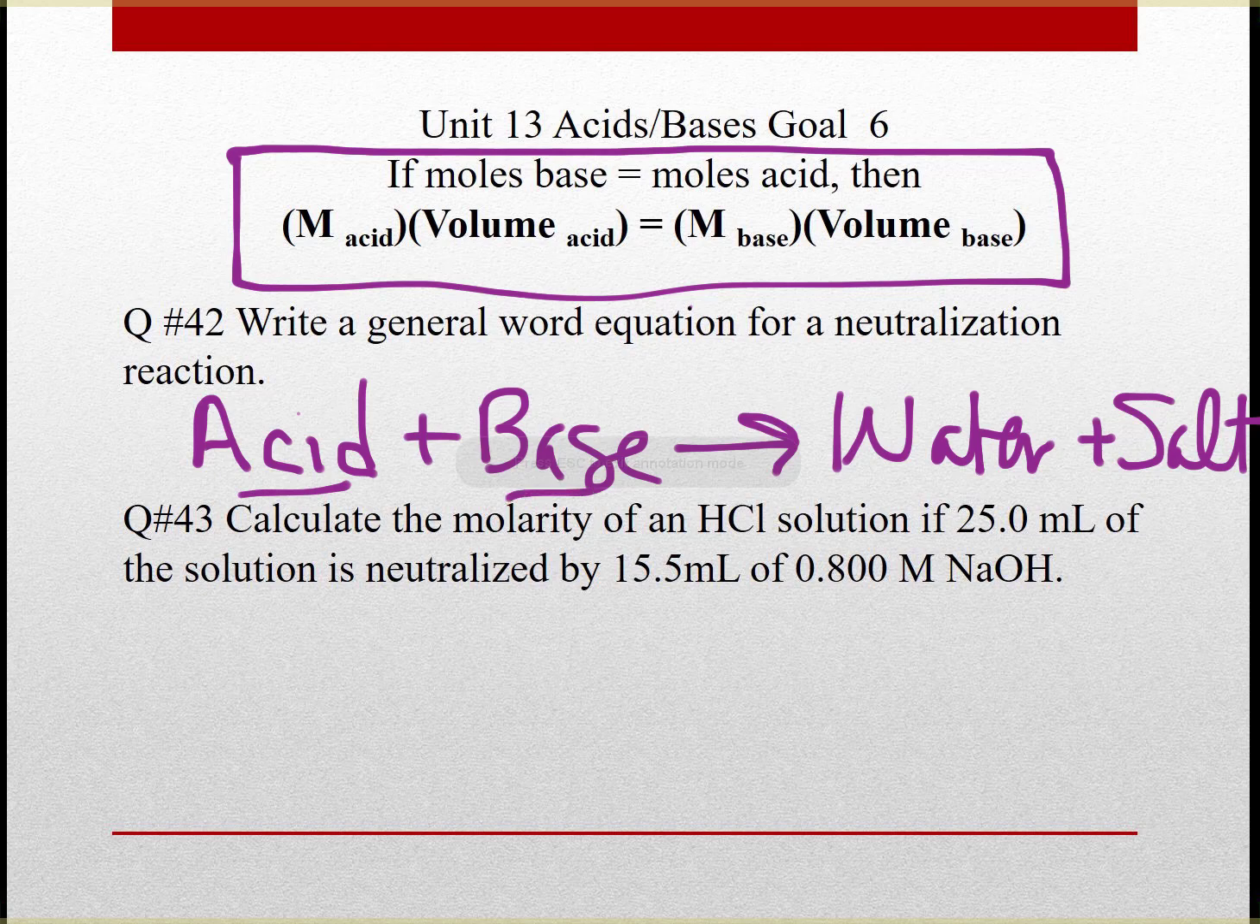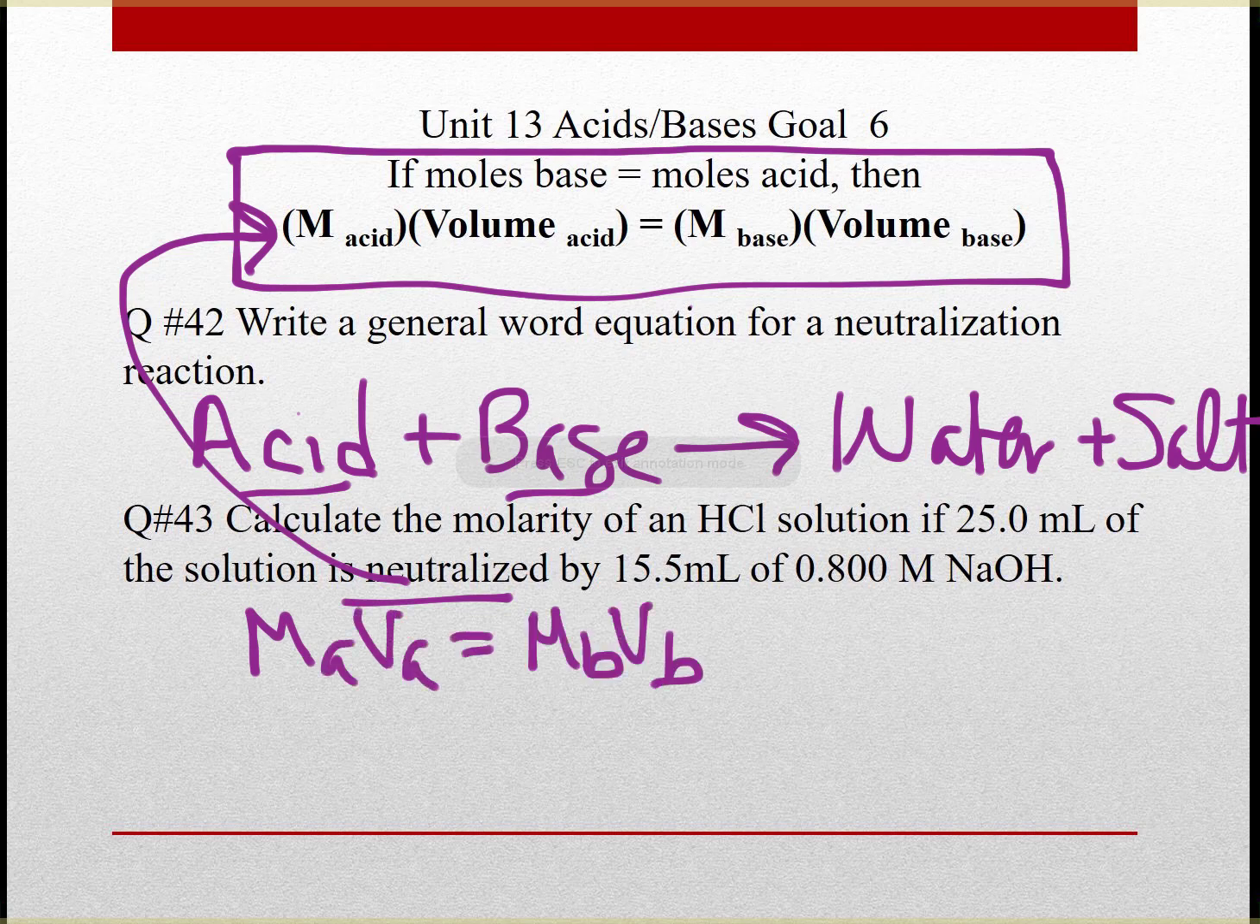All right, let's look at question number 43. Calculate the molarity of a hydrochloric acid solution if 25 milliliters of the solution is neutralized. So that's that neutralization point we're talking about. That's when the moles of base equal moles of acid, so we can use this formula. I'm going to write my formula down, and then plug in what goes where. This is my acid, and that's all I know about my acid, so I don't know the molarity.